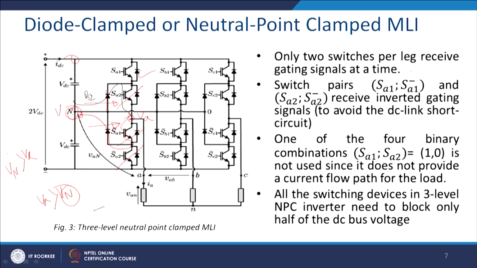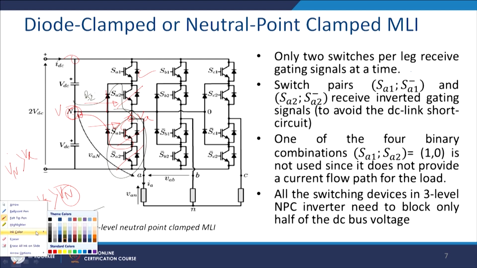Similarly, the other switches follow, and here the reverse will happen and you will get a current. Another thing: if you want to connect minus VDC by 2, then you need to turn on SA1 prime and SA2 prime. In that way this voltage can be generated and you can connect. So, thus we can brief our discussions in this way.